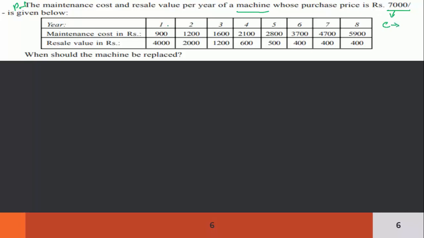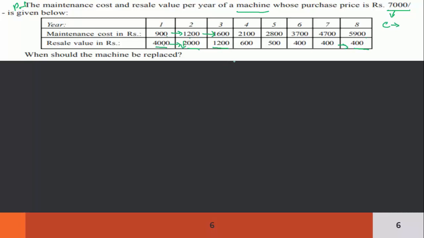For the first year the maintenance cost is 900, for the second year it is 1200, and similarly for the 8th year it is 5900. And the resale value is 4000, 2000, and for the 8th year it is 400. You can observe here the maintenance cost is increasing year by year, but the resale value is decreasing. For the first year it is 4000, for the second year it is 2000, for the third year it becomes 1200, and for the 8th year it becomes 400.